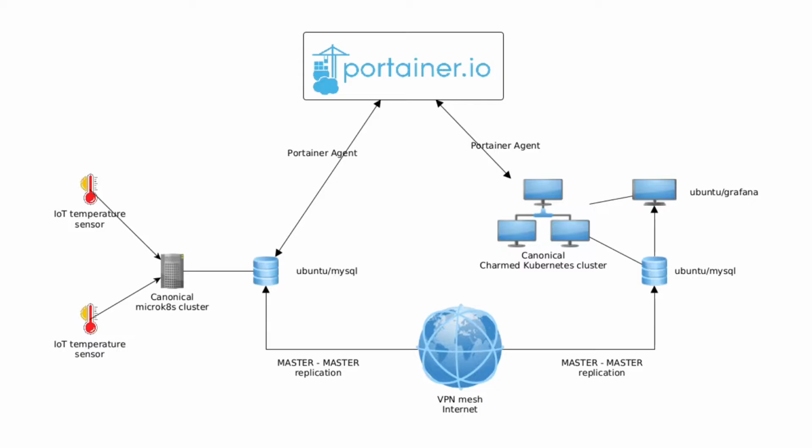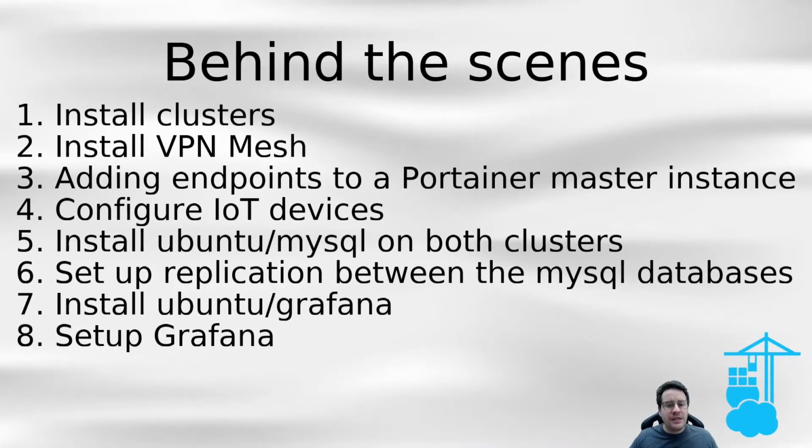And the MySQL cluster is picking data from two IoT sensors, two IoT devices, and everything is connected via VPN Mesh. And finally, everything is managed by Portainer. And the steps that I will show of how this was done is starting with the installation of the clusters. Actually, you can refer to the video here on the MySQL deployment and here on the Charmed Kubernetes deployment.